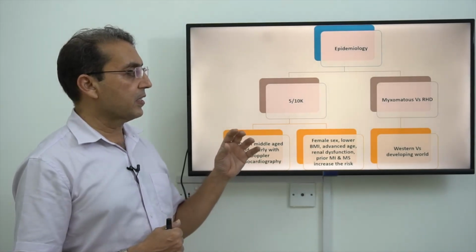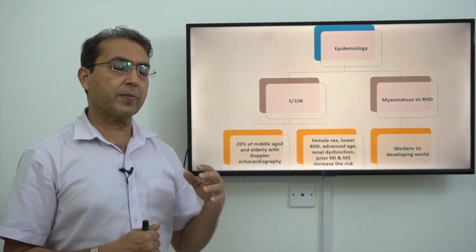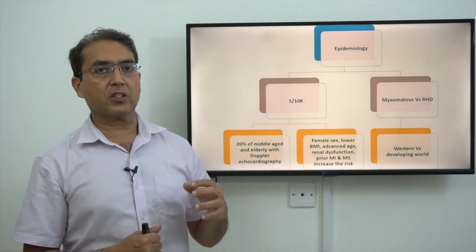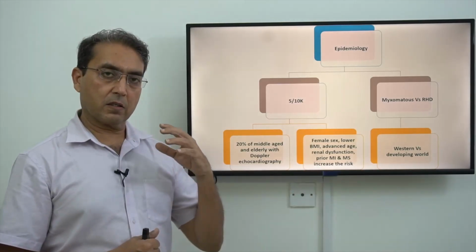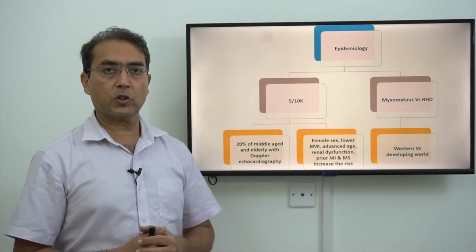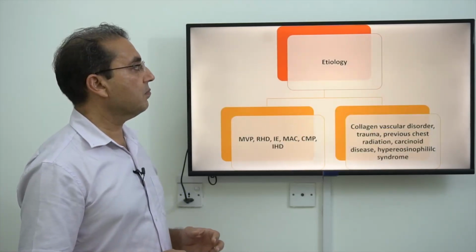Now, when we compare the developing and Western world as far as etiology is concerned, in the Western nations the more common cause of mitral valve regurgitation is myxomatous degeneration, while in developing countries it is rheumatic heart disease, or post-rheumatic fever. Mitral regurgitation is more common there.